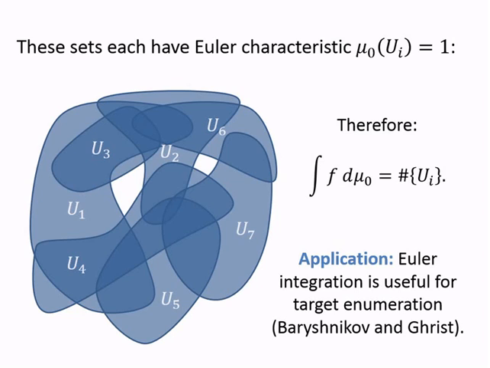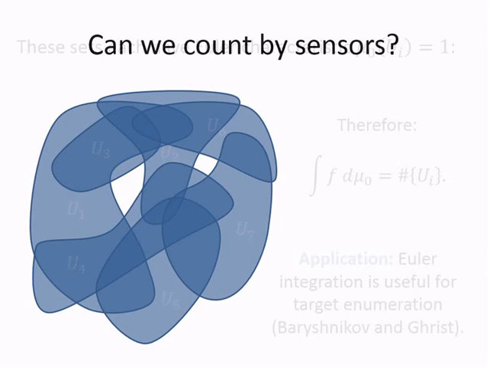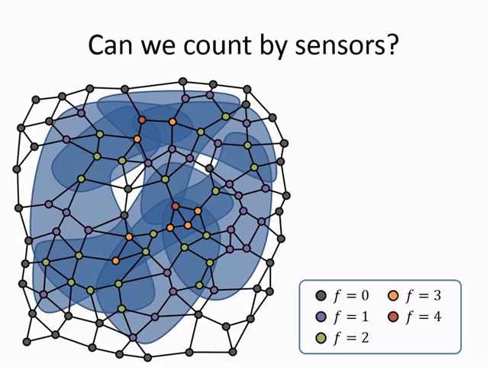And so this is useful for target enumeration, as Yuliy Baryshnikov and Rob Ghrist have written about. Now, the problem is that in practice, we don't really know the value of this counting function at every point in the domain. A more practical setting is we might have a network of sensors that count how many objects there are at each point where there is a sensor. And these sensors are connected in some way, maybe by proximity, something like that.